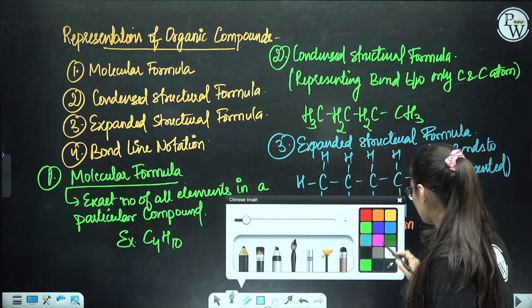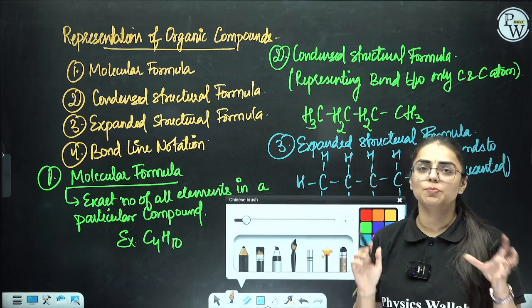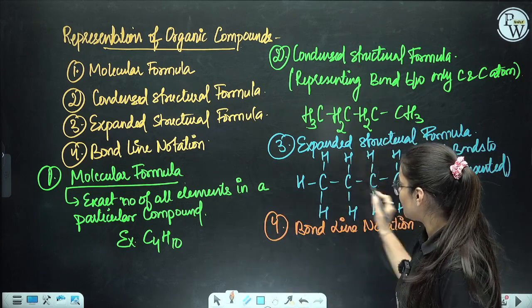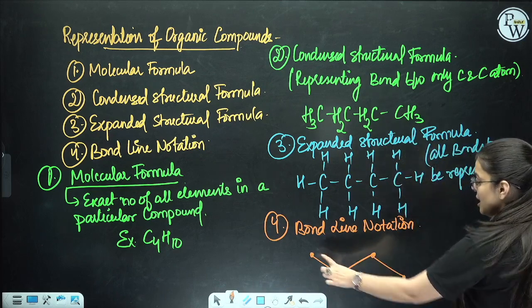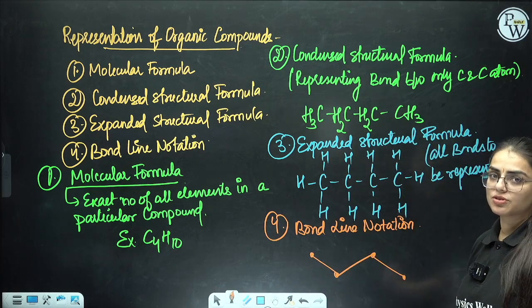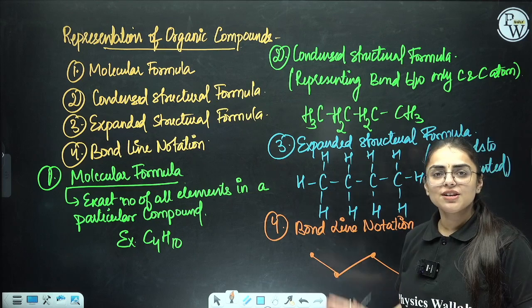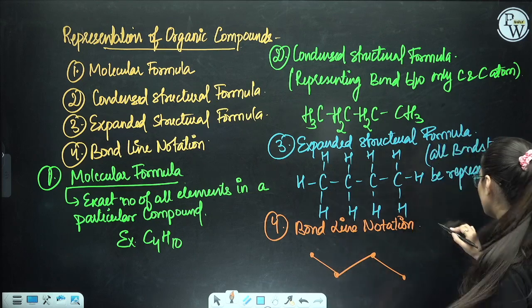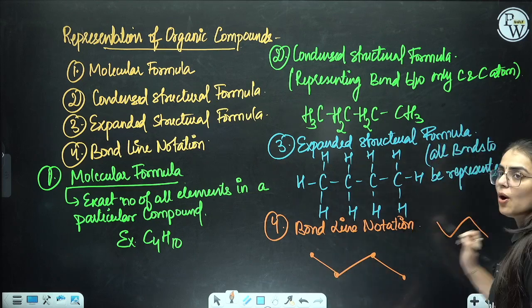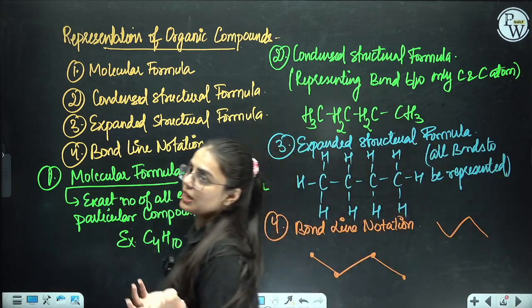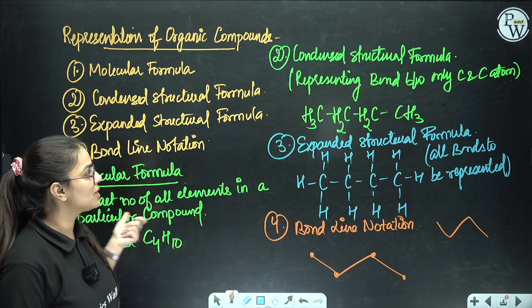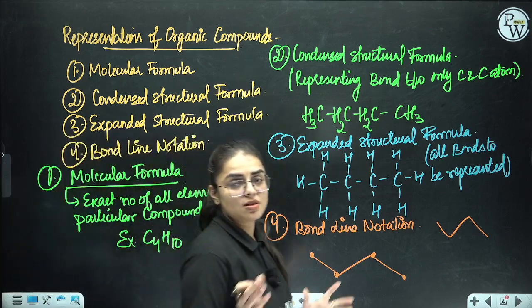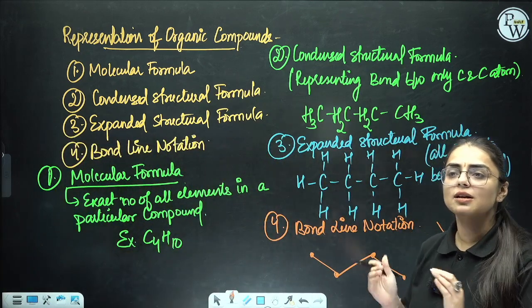Coming to bond line notation, here students you just have to represent the bonds. For example, if we have 4 carbons, this is the first carbon, second carbon, third carbon, fourth carbon. These are basically your bonds. The dot is just meant for you to understand. In general, I can draw it like this. That means each corner represents 1 carbon and then you can put the valency of hydrogen. So this creates C4H10. Clear with this part, everyone? This is the representation of organic compounds.